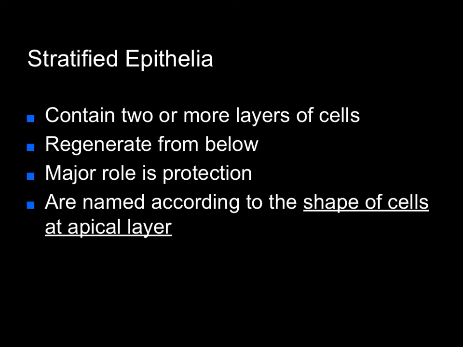Okay. Next, we have the stratified epithelial. Remember that they contain 2 or more layers, so we can just have 2 layers, and then it makes it stratified. They're going to regenerate from below. The major role here in all of these types of tissues is protection, and they are named according to the shape of cells at the top layer.